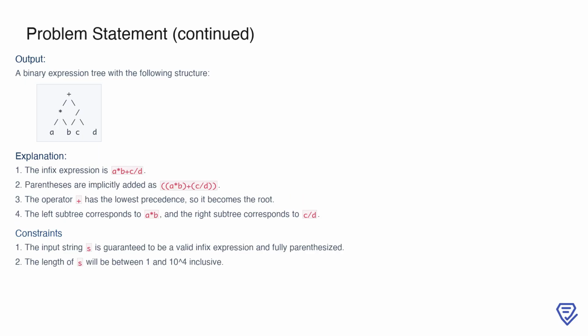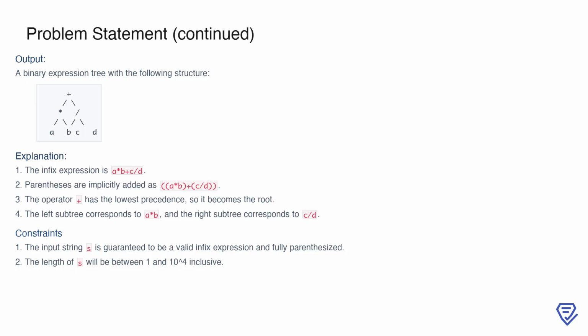Consider another expression, S equals A asterisk B plus C slash D. For this input, the binary expression tree will have the plus operator as the root node because addition has the lowest precedence among the operators in this expression. The left subtree represents the A asterisk B sub-expression with asterisk as the operator, and A and B as the operands. The right subtree represents the C slash D sub-expression with forward slash as the operator, and C and D as the operands. Parentheses are implicitly added to the expression as A asterisk B plus C slash D to clarify the precedence and grouping. This tree structure ensures that multiplication and division are performed before the addition operation, maintaining the correct order of evaluation.